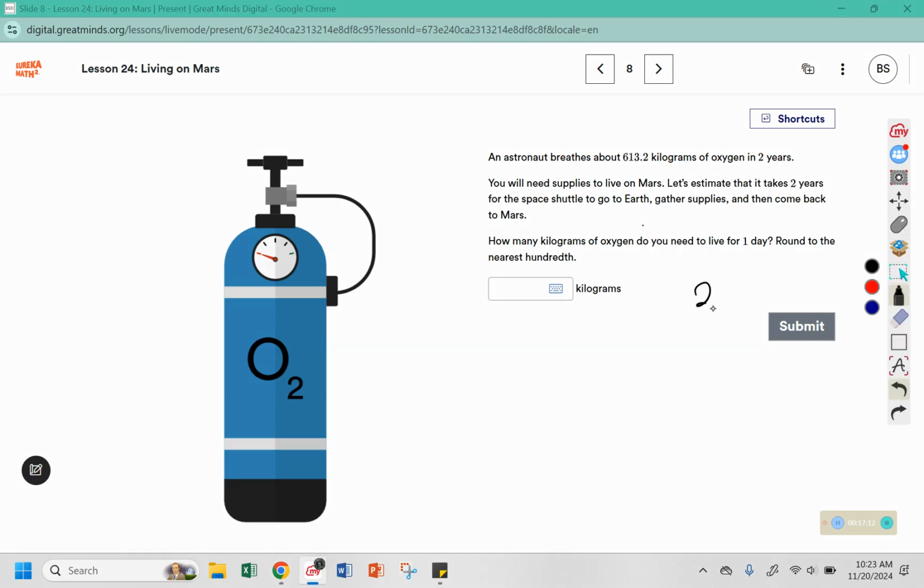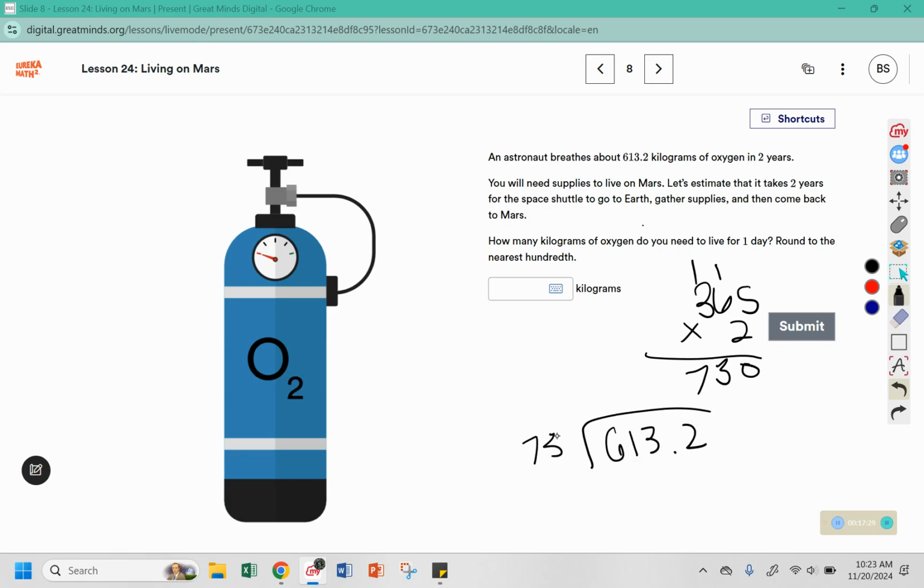Well, there are 365 days in a year, and we have 2 years. That's 730 days. So we're going to divide 613.2 by 730. I'm going to move the decimal to the left 1 spot so that I'm working with 73 instead of 730. And I'm working with 61.32 instead of 613.